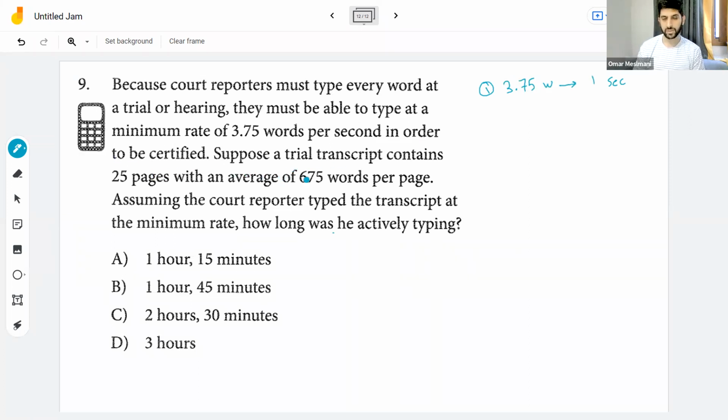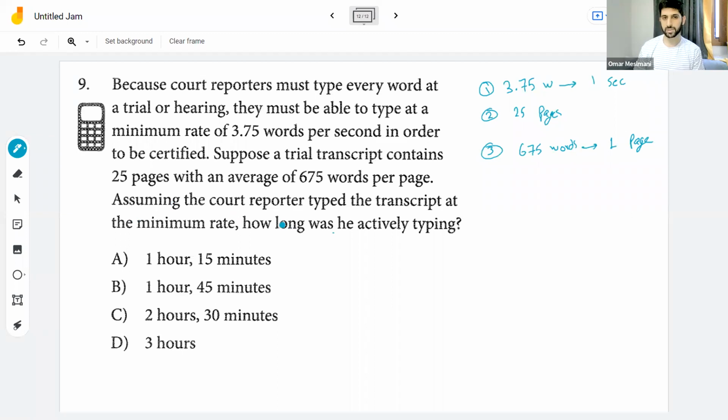Suppose a trial transcript contains 25 pages with an average of 675 words per page. Wait a minute. Here we have another information: the transcript contains how many pages? 25 pages. So I have 25 pages of a transcript. The average is 675 words per page. So this is also information, 675 words in each page, 1 page, right?